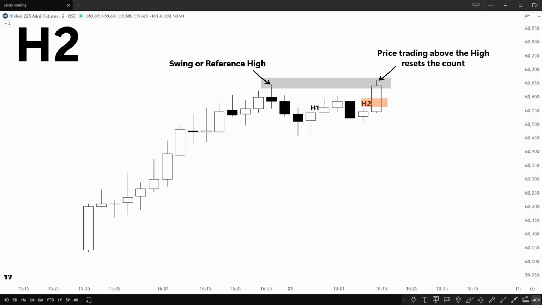It is the action of price trading beyond the swing that resets the count. So in this example, when price trades through the reference high, the count resets. A subsequent pullback then creates a new H1, not an H2. An H2 only occurs when a second pullback happens before the reference high has been exceeded.